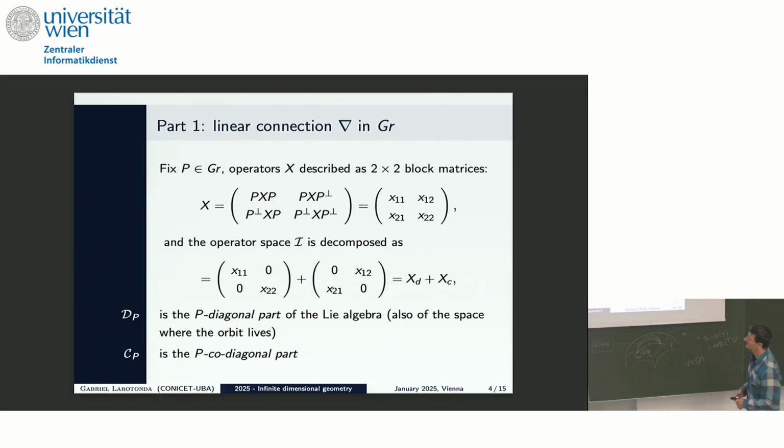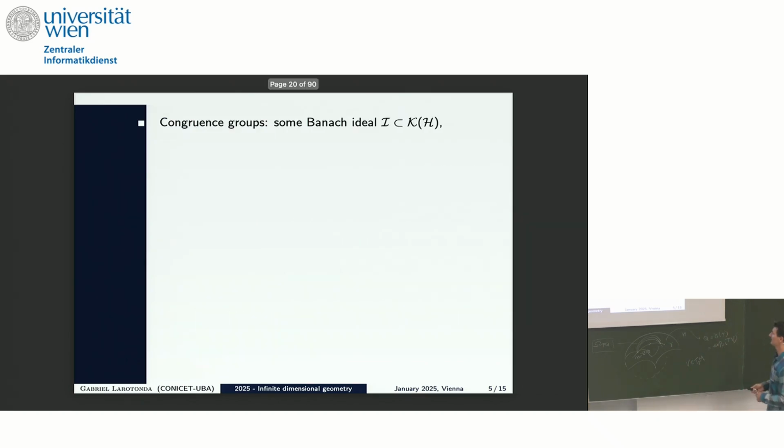Some names. D is the P-diagonal part. As we will see here, this remark here is incorrect. It should be in the next line, because the codiagonal part is in fact where the orbit lives.